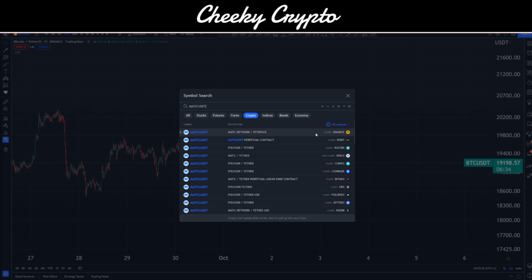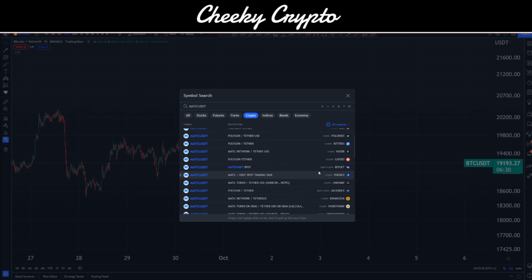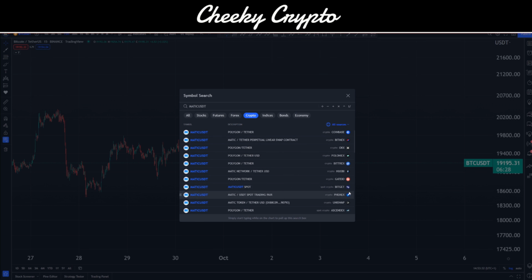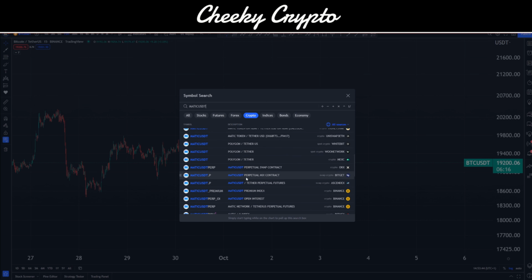We can go ahead and change this if we want to, but for the most part, it's easier just to scroll down here and eyeball. And what we're looking for is Bitget. Okay, we can see it here. It's a BG icon. Now this is the spot. We don't want the spot. We are looking for the contract, the mixed contract. So if we keep scrolling down, we'll find it here, the potential mixed contract. Okay, this is basically Matic USDT.P. This is the one that we want.